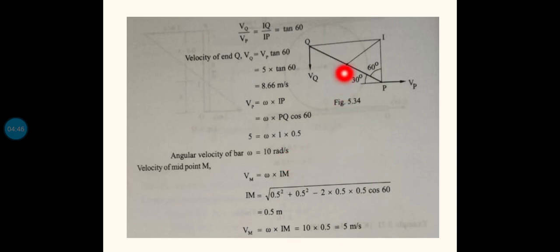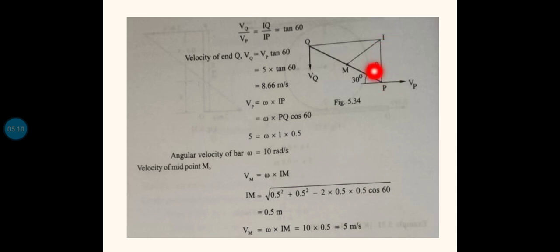Now our aim is to identify the velocity at point M. For that we will be considering this small triangle IMP. M is the midpoint of this rod PQ, so the length from P to M is 0.5 meter. And from the trigonometric relation we can calculate the value of IP. I have already told you the value of IP is 0.5.